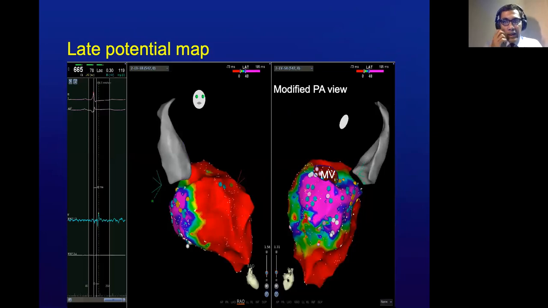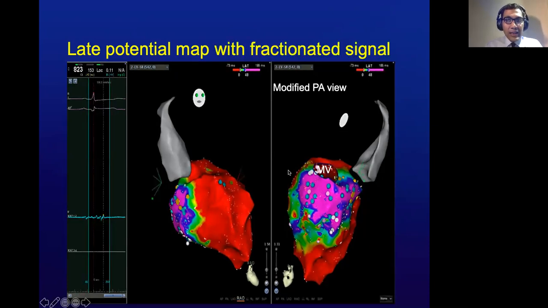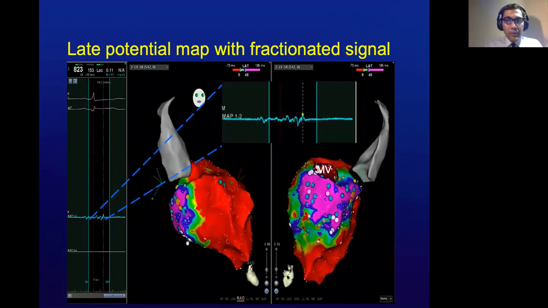We did create a late potential map by playing around with our settings on the LAT activation scale. We measured the distance from the reference at the peak of the QRS to the end of the QRS, and all points annotated after the QRS were colored purple. So the late activation was concentrated in the region in and around the mitral valve in the posterobasal part of the LV. Fractionated signals were also noted in this location, which were long in duration and present after the QRS.